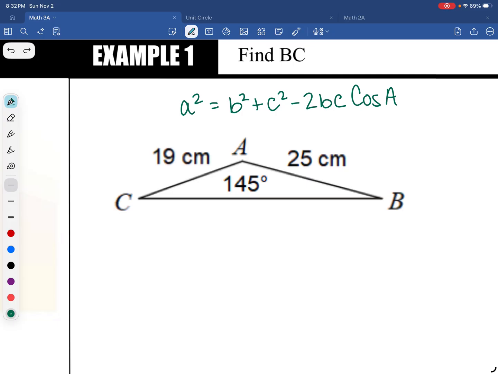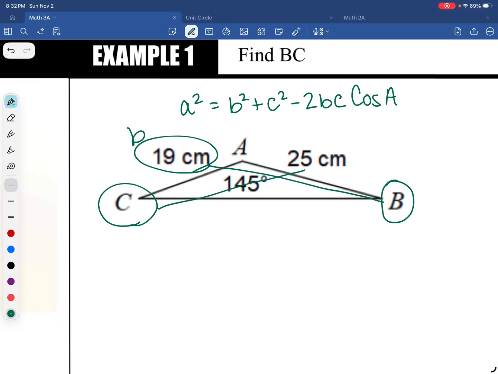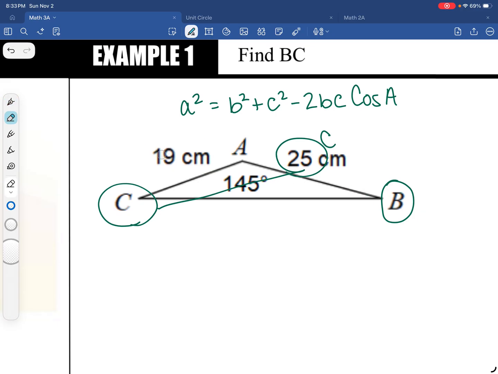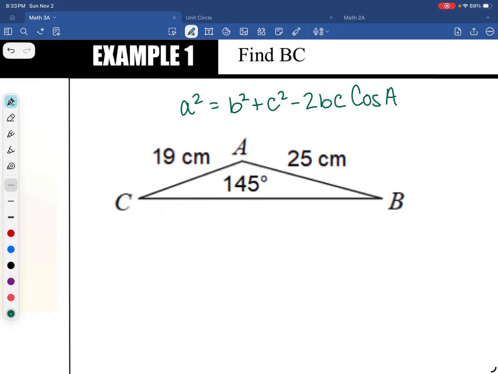Just a reminder from yesterday, if this is angle B, straight across from it is side B. If this is angle C, straight across from it is side C. In case I'm writing those in and you're wondering where I'm getting that. So we're trying to find this side A. BC is another name for side A.